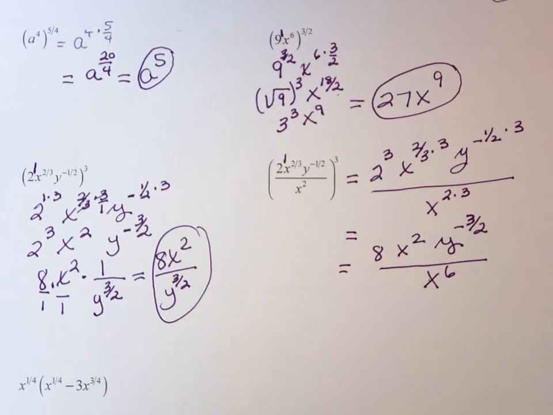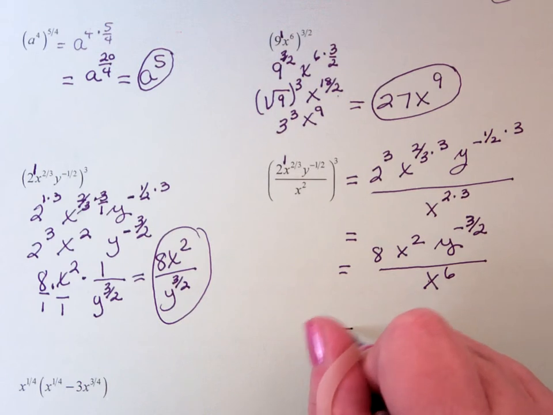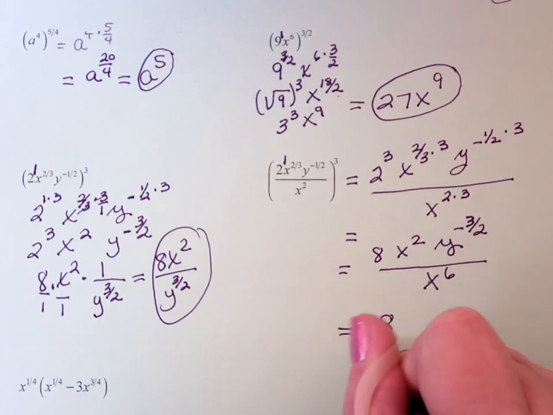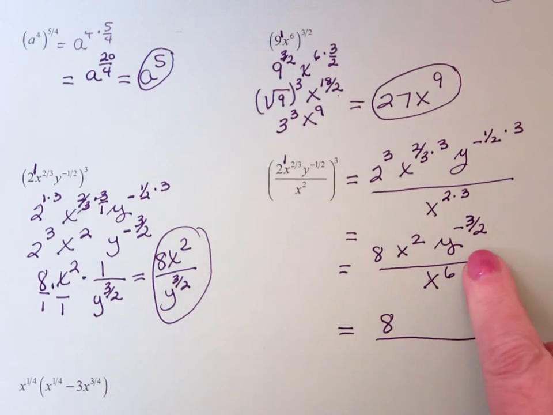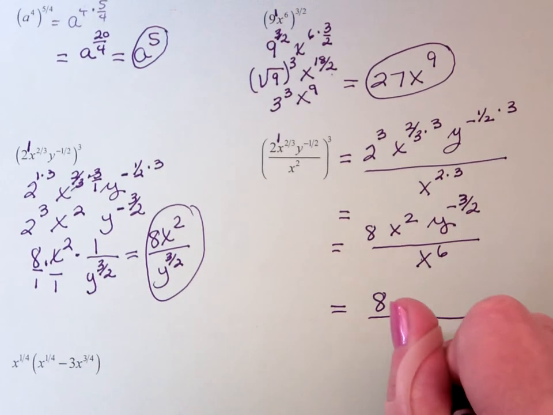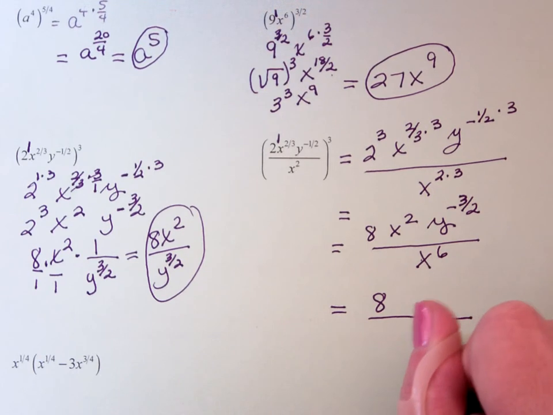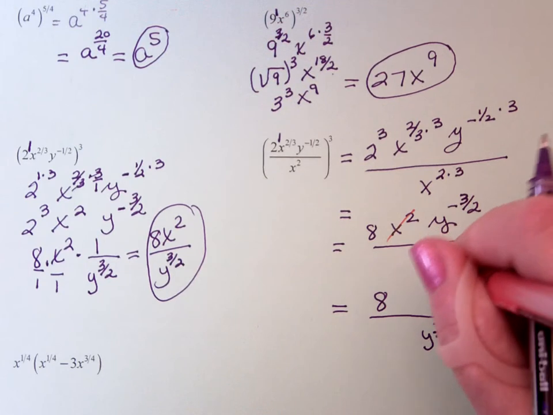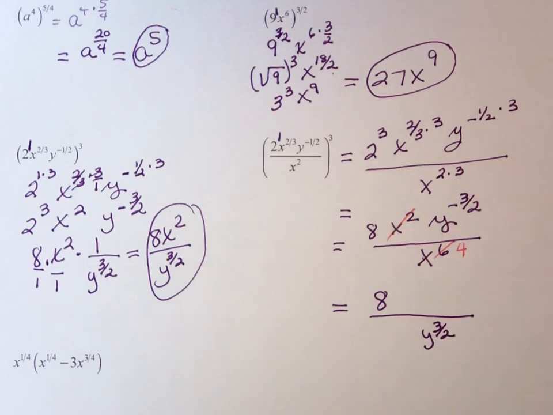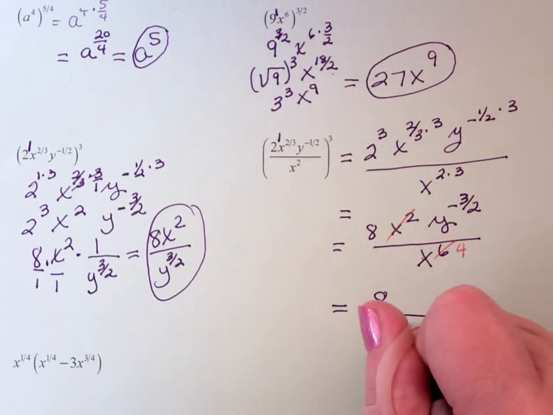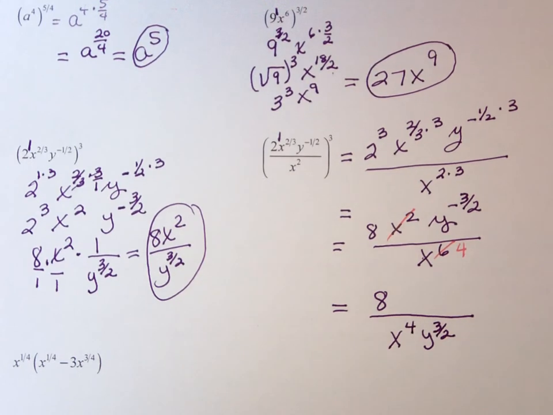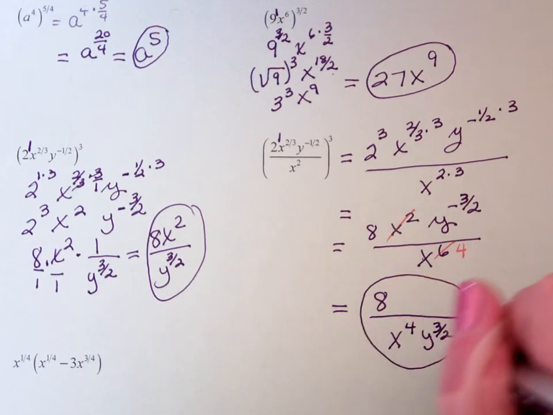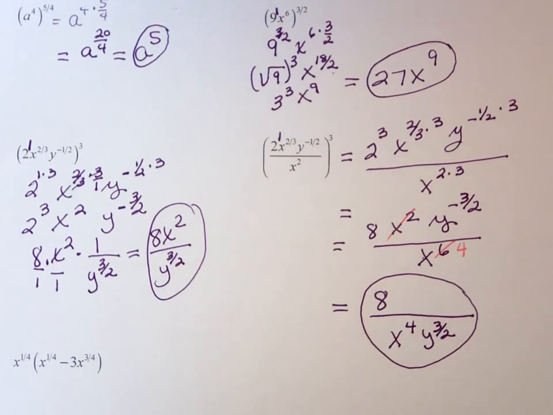And then we can reduce stuff down. This is 8. The y to the negative 3/2 moves to the denominator as a y to the 3/2. There are 2 x's in the numerator, 6 in the denominator, which is going to leave me with an x to the 4th in the denominator. And poor little 8 is left all alone in the numerator. All by himself. He's been deserted by everybody else.